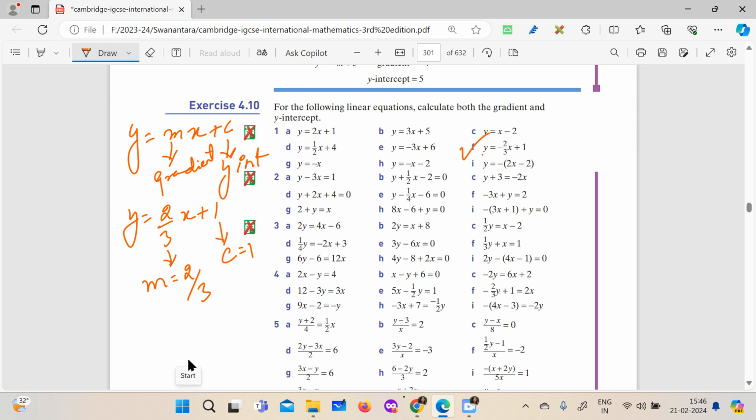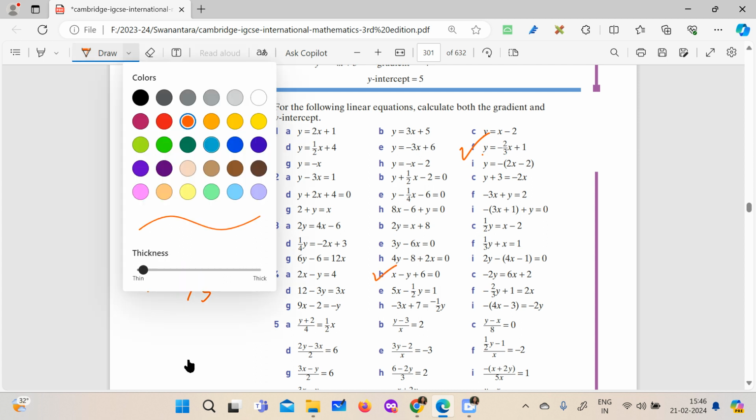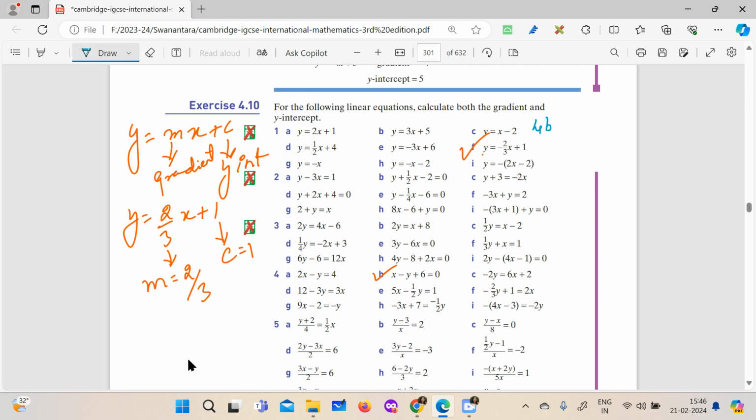Now, if you look at the rest of the equations, they are not written in this form, y is equal to mx plus c. So we need to convert them into that form. Suppose I take the fourth one, b. I'll do it for you.